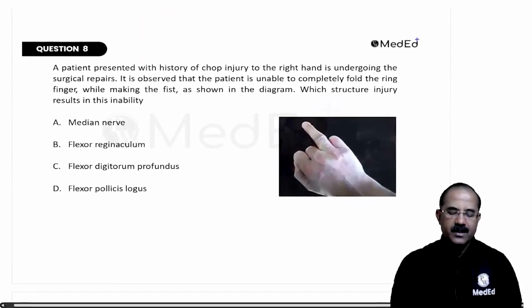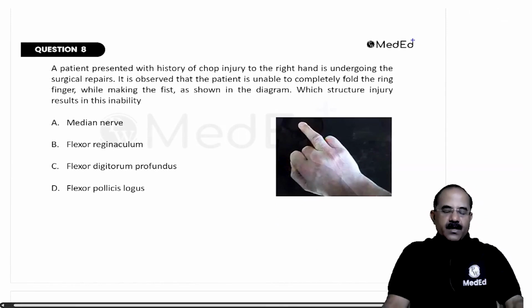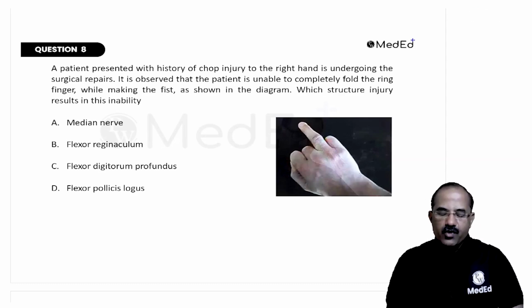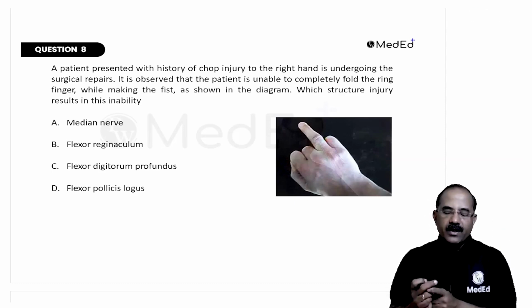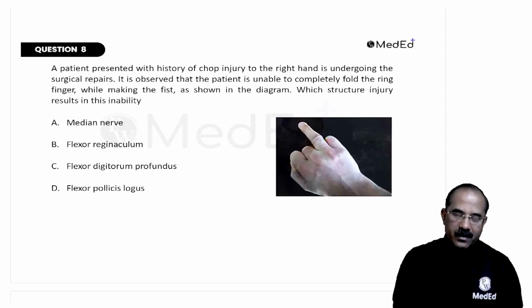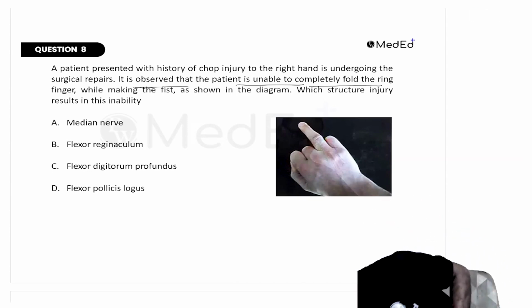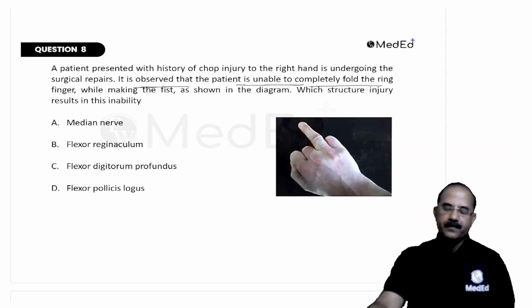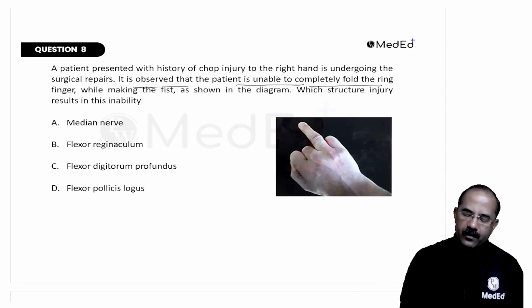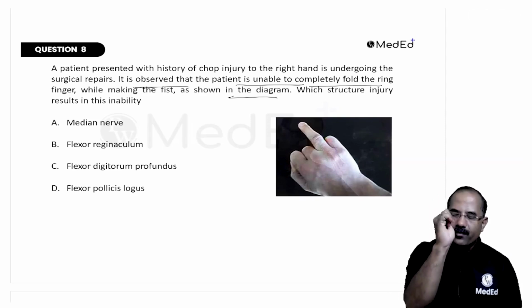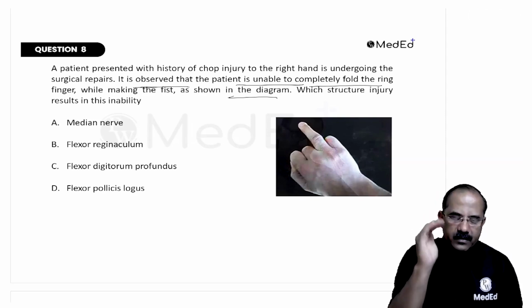Coming to MCQ number 8. A patient presented with history of chop injury to the right hand is undergoing surgical repair. It is observed that the patient is unable to completely fold the ring finger while making the fist as shown in the diagram. So the person is not able to fold the ring finger. Which structure injury results in this deformity?